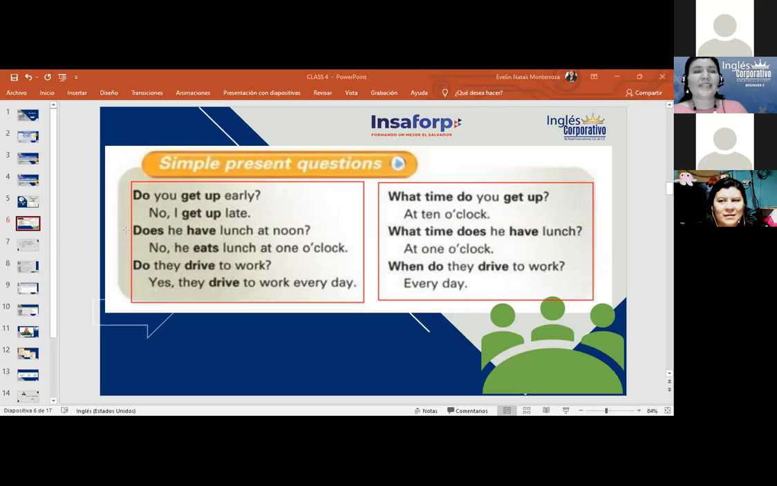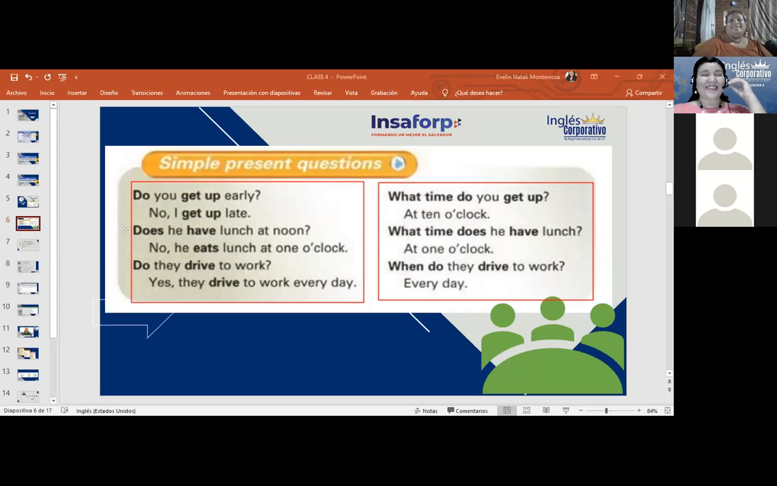Tell me, do you drive to work? No. Tienen chofer privado. No, I take the bus. Yeah, that's the private driver. In a Mercedes Benz.